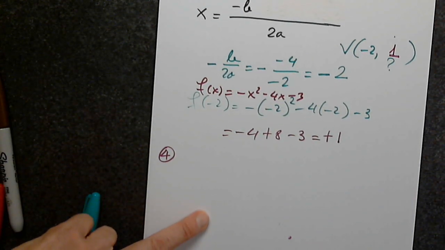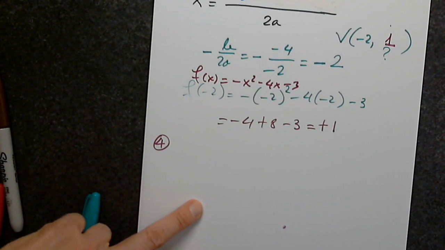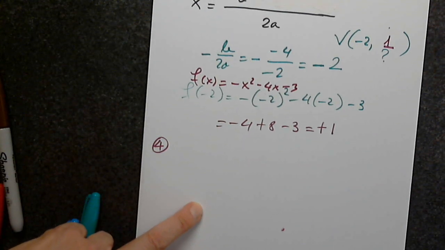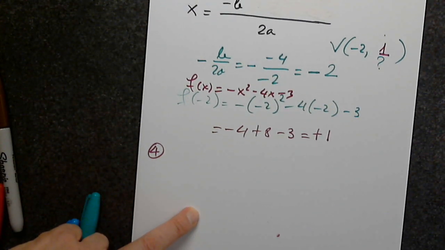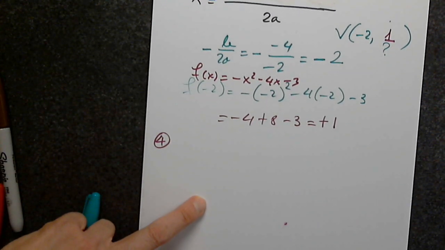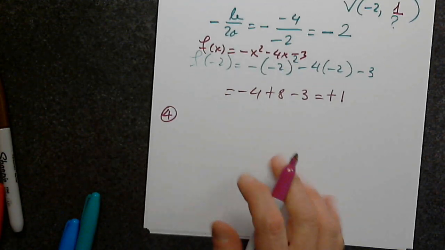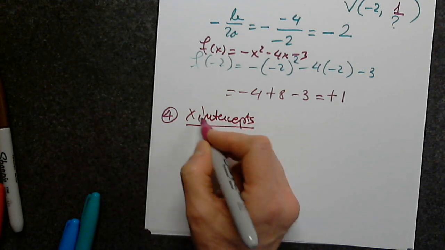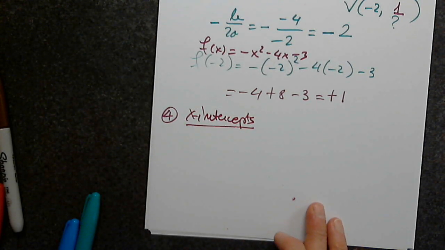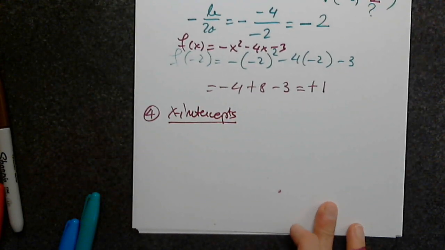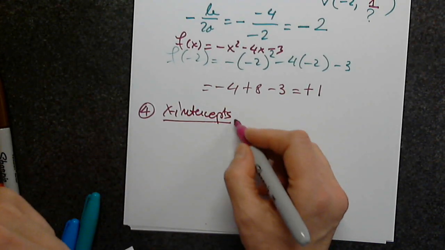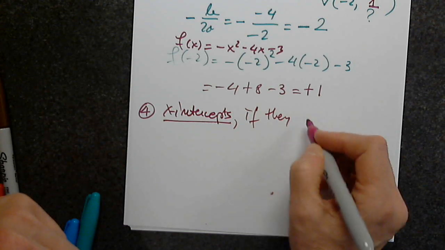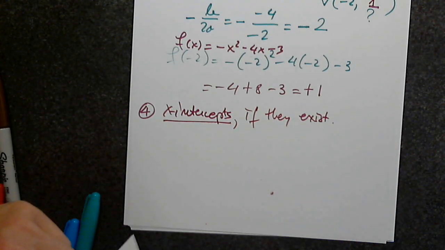So we found the vertex: -2, 1. Is this okay now? Okay, perfect. Next step will be x-intercepts. When we get to graphing polynomial functions, the list will be even longer. X-intercepts, if they exist. If they exist, what does that mean?